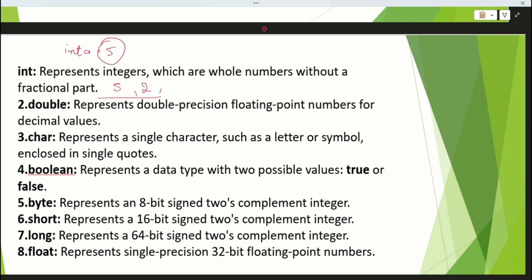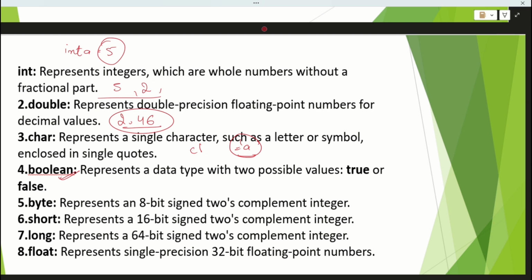Now double. What is double? Double means decimal numbers like 2.46. So these are decimal numbers. Now char means characters, like char = 'a', a is a char. So these are the characters. I hope the things are clear to you. Then boolean. Boolean means the answer would be true or false. These are the types of primitive data types that we are discussing.